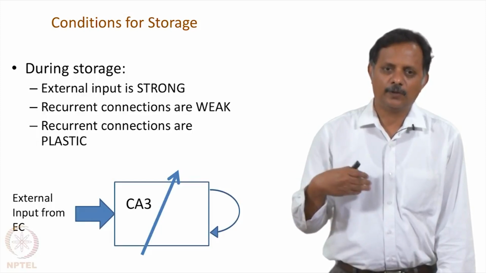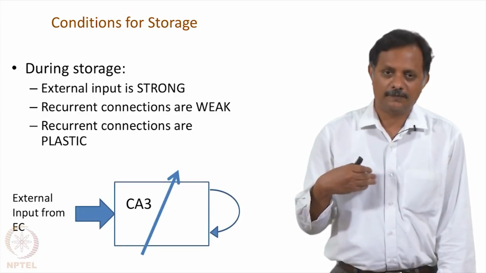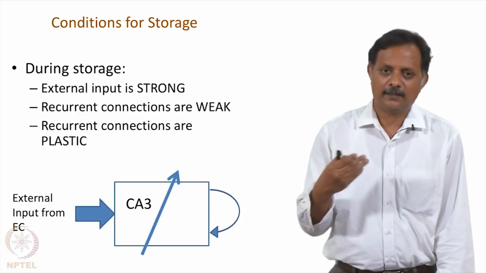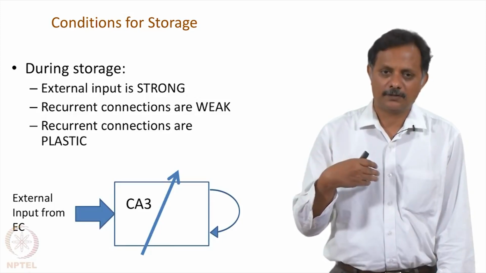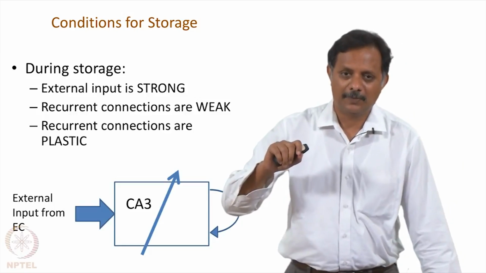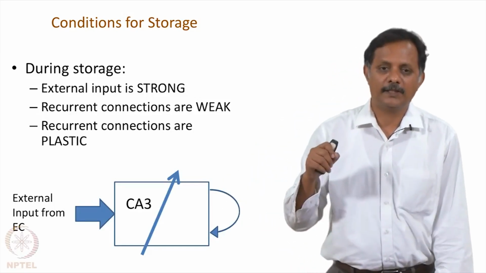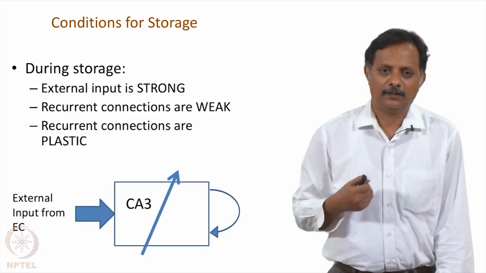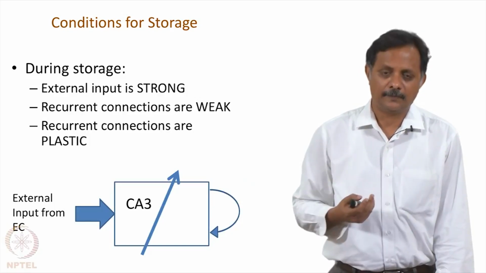The third thing that you require for storage to occur efficiently is that the recurrent connections, that is the connections among the pyramidals of CA3, must be plastic. They must be in a state of plasticity. So, they should be more easily modifiable by the ongoing activity within CA3.